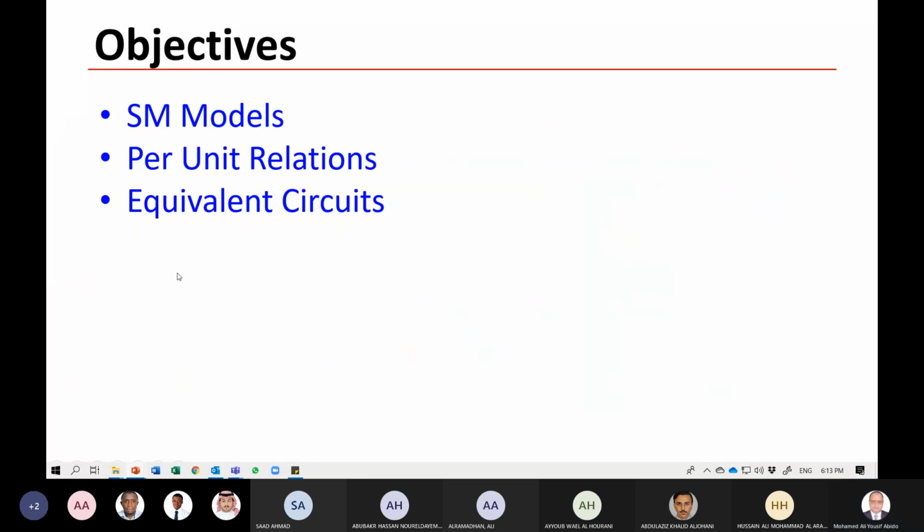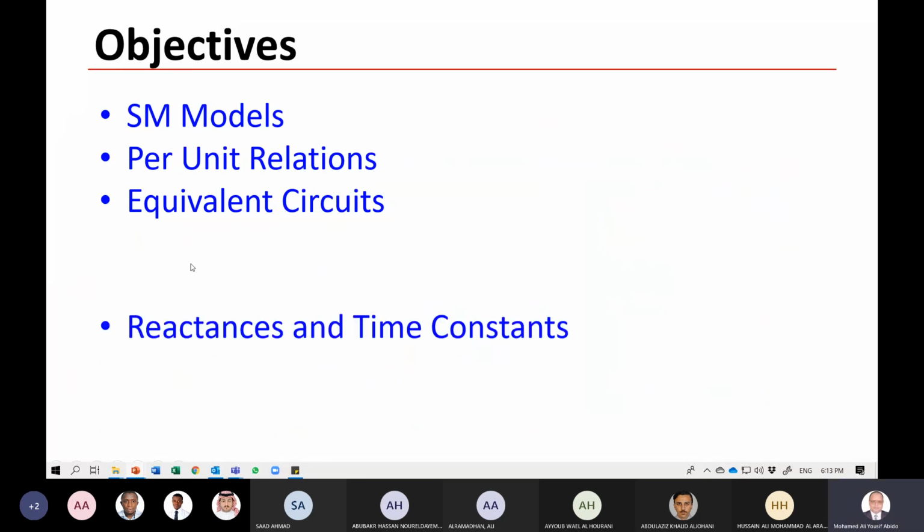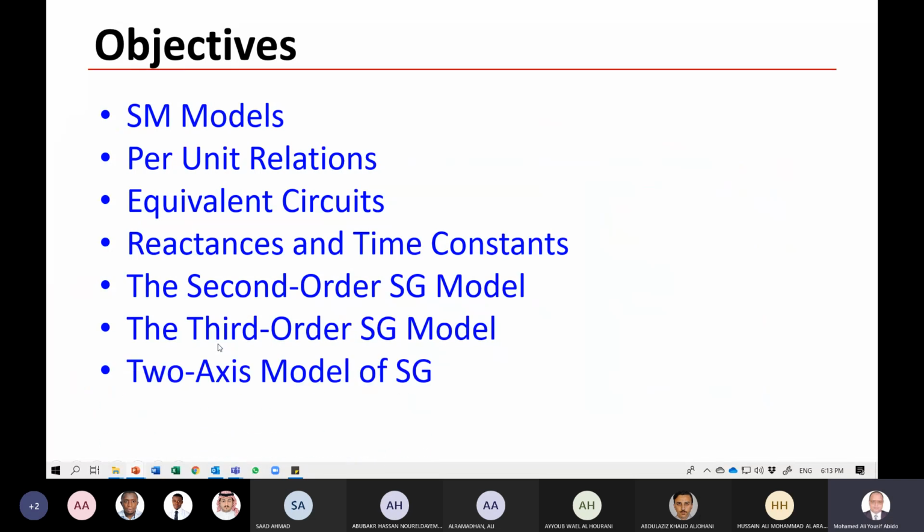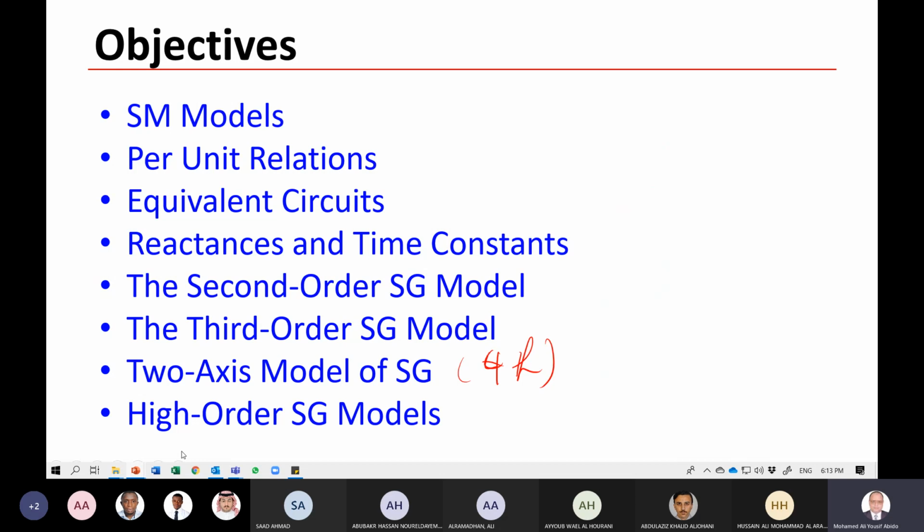Equivalent circuits of the direct axis and the quadrature axis. Reactances and time constants of the machine. And the second order model, third order model, two axis model, or fourth order model, we call it. And the seventh order model or higher order model, which is the seventh order model that we just developed now.